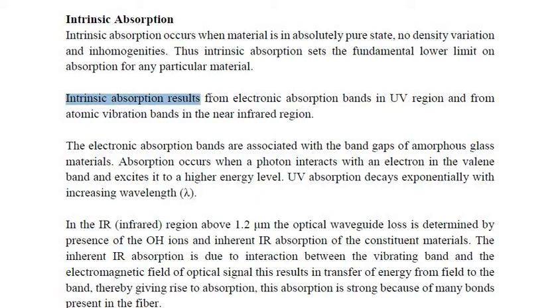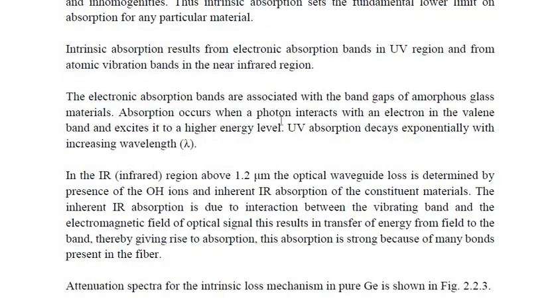So, intrinsic absorption results from electronic absorption bands in the UV region and from atomic vibration bands in the near infrared region. The electronic absorption bands are associated with the band gaps of amorphous glass material. The absorption occurs when a photon interacts with an electron in the valence band and excites it to a higher energy level. UV absorption decays exponentially with increasing wavelength.